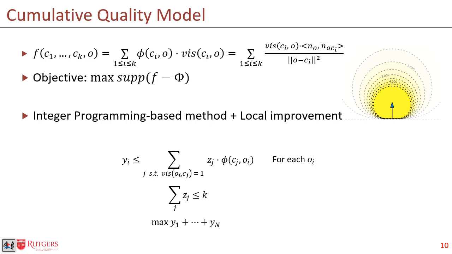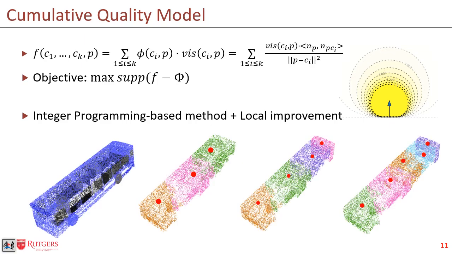In this model, we can observe that there are real-valued functions, that is, the quality of sensing phi, ci, oi, which have floating values brought into the ILP model, which makes the ILP model quite slow in our experiments. So the importance of a cost model combined with local improvement appears to be more significant. By applying these methods on the surface of a bus, we can obtain coverage results like this using 3 to 5 sensors.